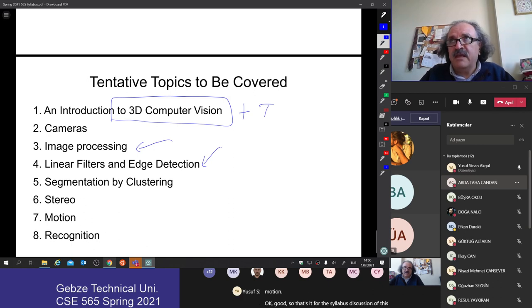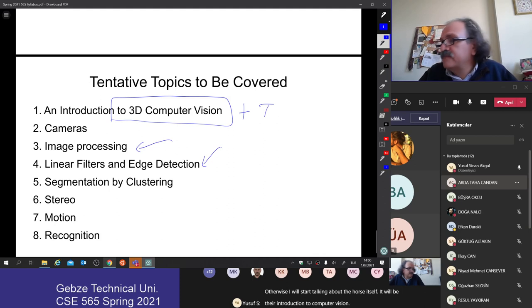If you have any questions about this course, I may answer them right now. Otherwise, I will start talking about the course itself. It will be the introduction to computer vision. Any questions?